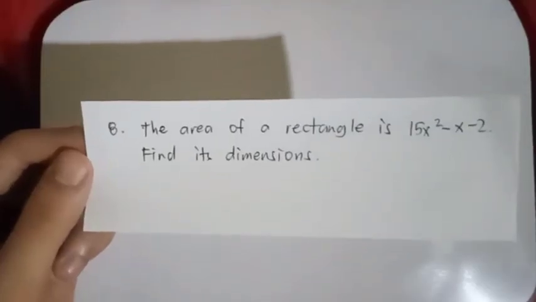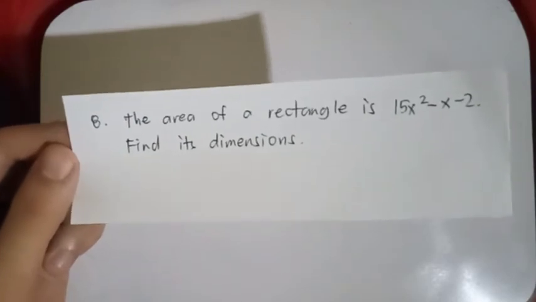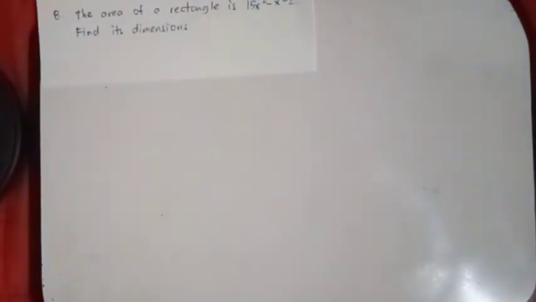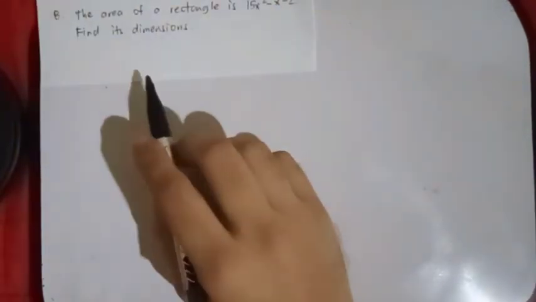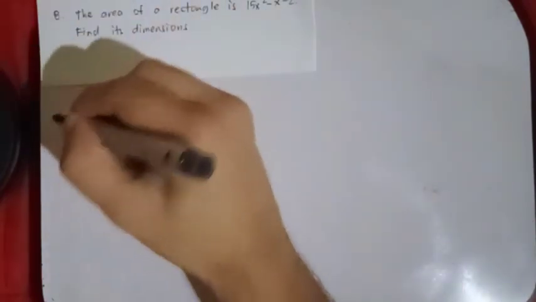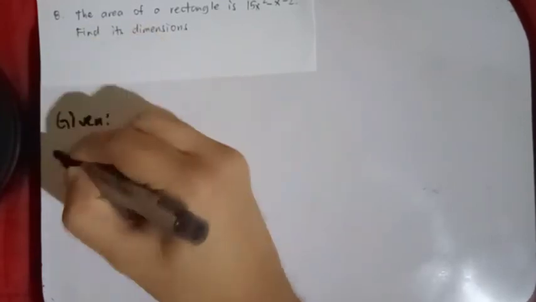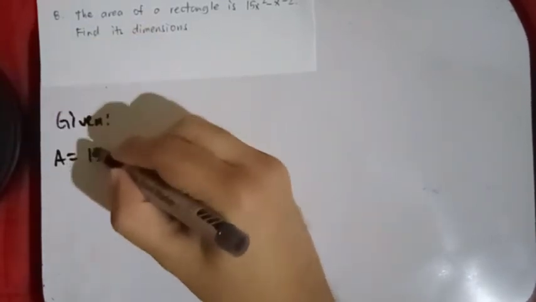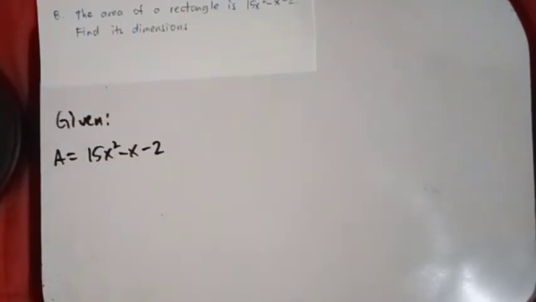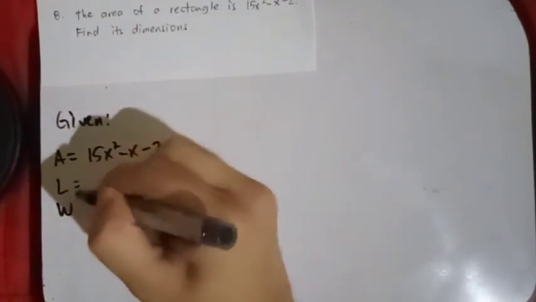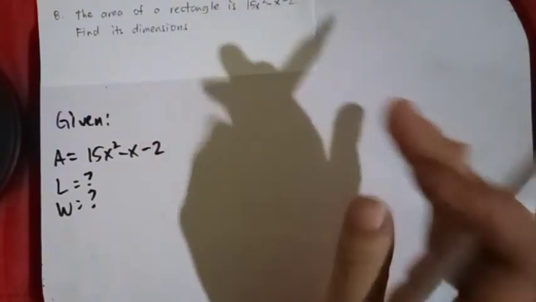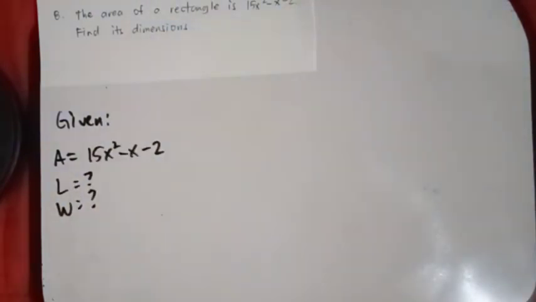The area of a rectangle is 15x squared minus x minus 2. Find its dimensions. Okay. So, kukunin natin yung dimensions kung saan yung area ng rectangle ay ito. So, given yung area natin is 15x squared minus x minus 2. Ang kukunin natin ay yung dimensions niya. So, we have length at saka width. Yan yung hinahanap natin. Kung saan, kapag finactor natin ito, yun ang magiging dimensions niya.